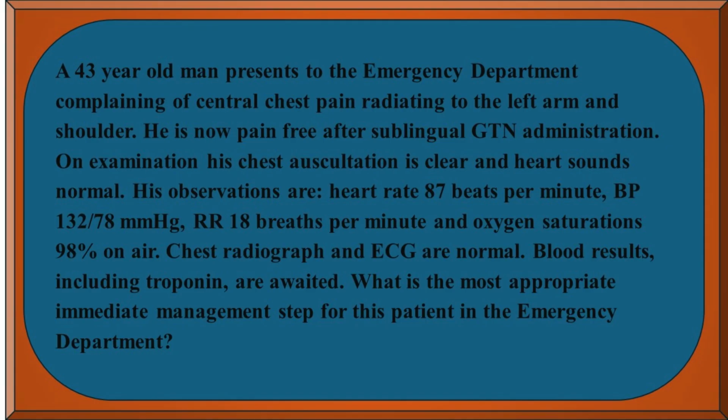His observations are heart rate 87 beats per minute, BP 132/8 mmHg, respiratory rate 18 breaths per minute and oxygen saturations 98% on air. Chest radiograph and ECG are normal. Blood results, including troponin, are awaited. What is the most appropriate immediate management step for this patient in the emergency department?